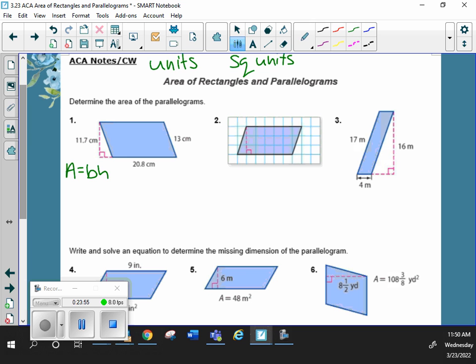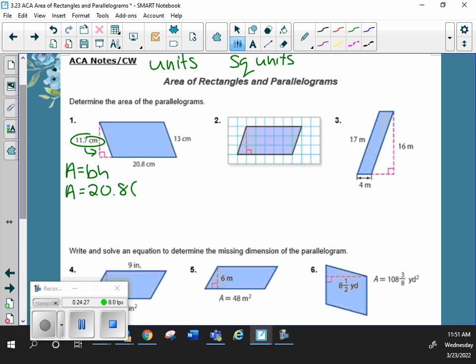Cameron, what is the base length of this parallelogram? Not just 20. 20.8. Uh-oh. Now the height. It gave me 2 different numbers. I have to figure out which one is correct. Ms. Lytle just said that the height needs to make what kind of angle? Right angle. Which of those numbers makes the right angle? 11.7. This is going to be my height.